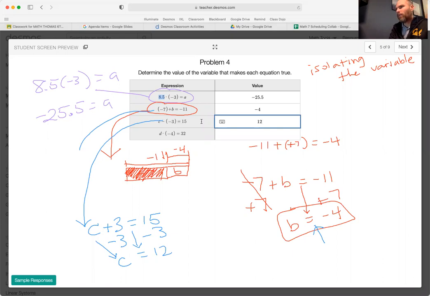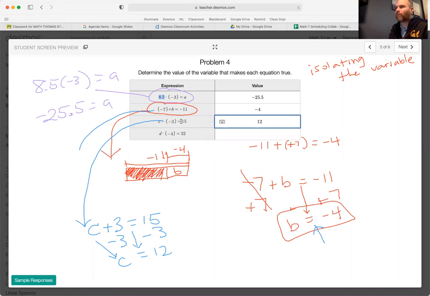Okay, so how about we test it? How about we verify our solution? What if we were to take this 12, put it where the C is in this equation? Does it make the equation true? 12 minus -3 equals 15? It does, right? Because minus negative is the same as plus positive. So what we're really doing is 12 plus 3 equals 15.